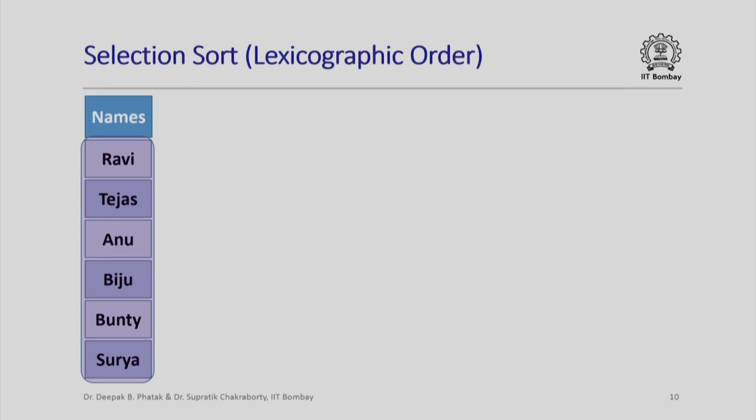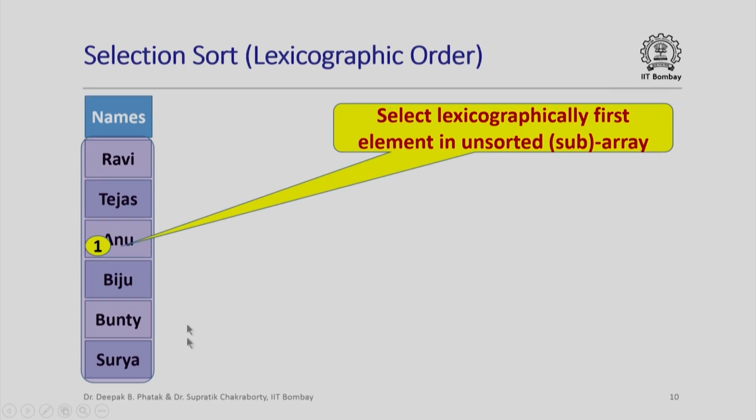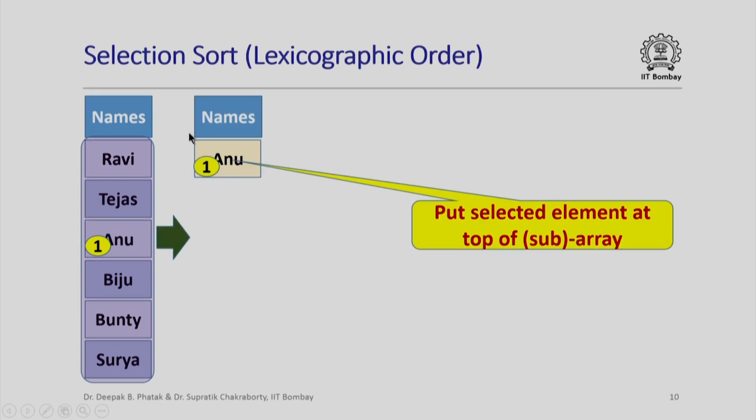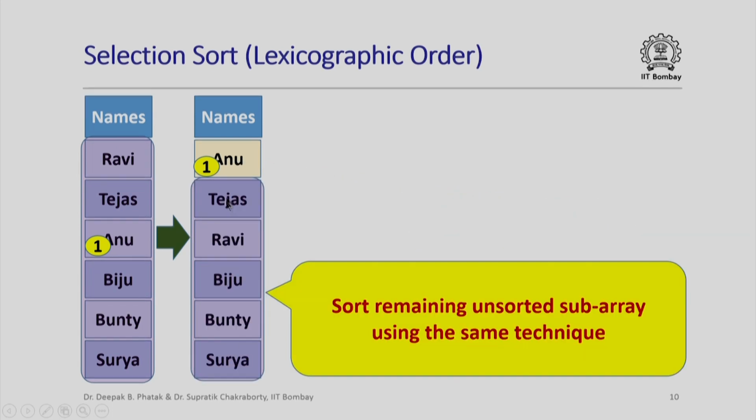Well, let us see how we might actually use something like selection sort, the same idea as we did for selection sort on integers. If we use the same idea to do a lexicographic sorting of this array of names, how might it look like? So, we have this unsorted array of names, and then we wanted to sort them in lexicographic order. So, we would find the lexicographically first element in this unsorted array, here it is Anu, and then we would put the selected element at the top of the subarray of interest for us now, and then we will be left with the remainder of the array, and we want to sort this remaining unsorted subarray using the same technique.